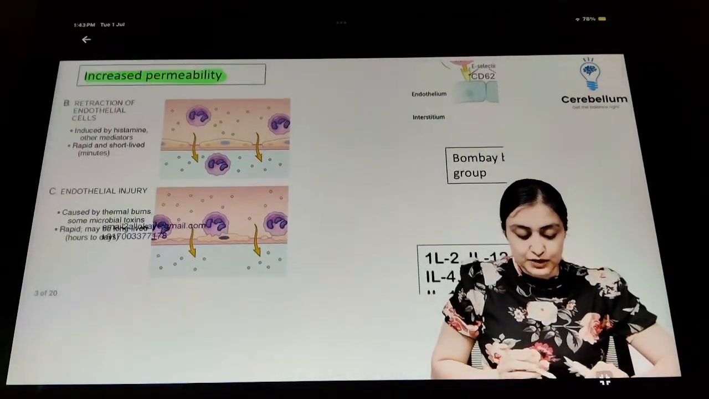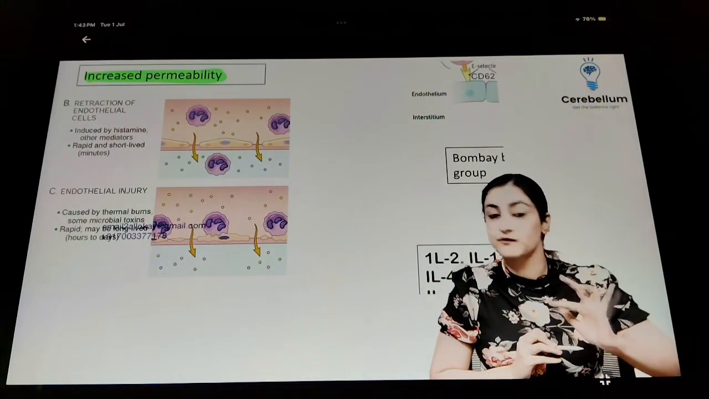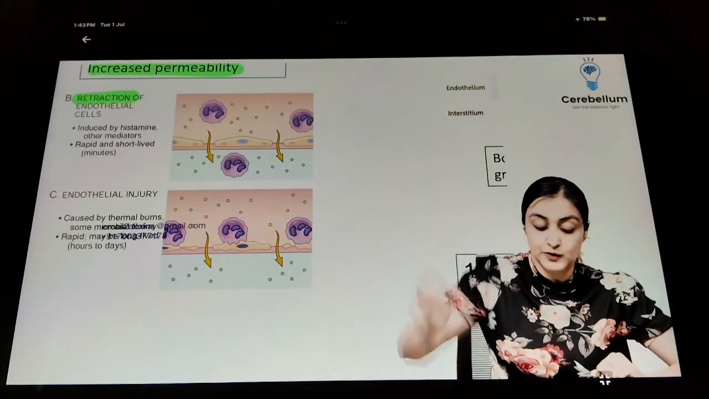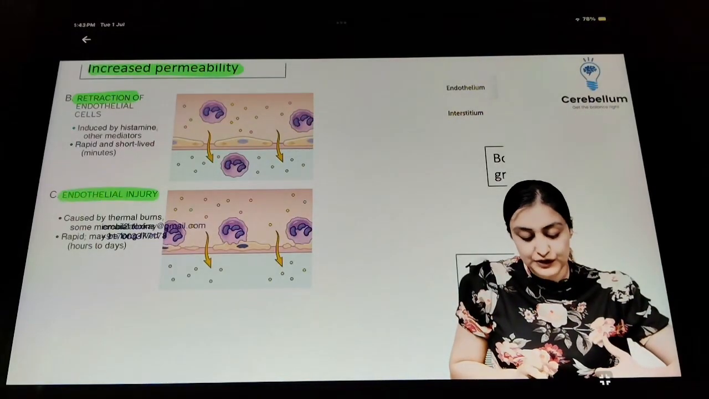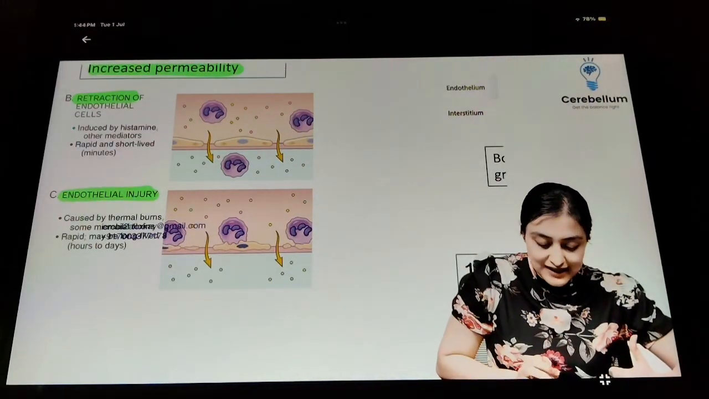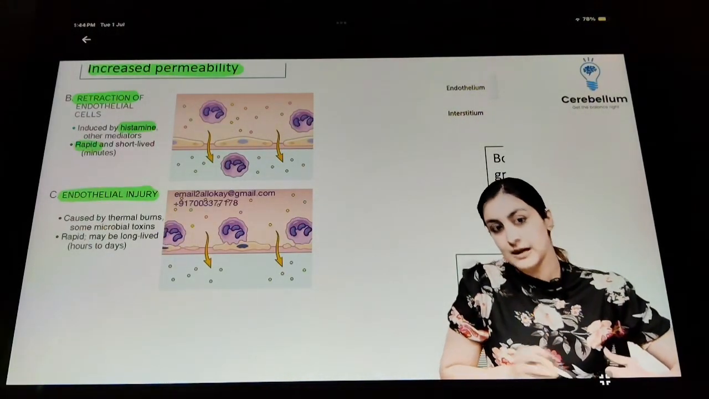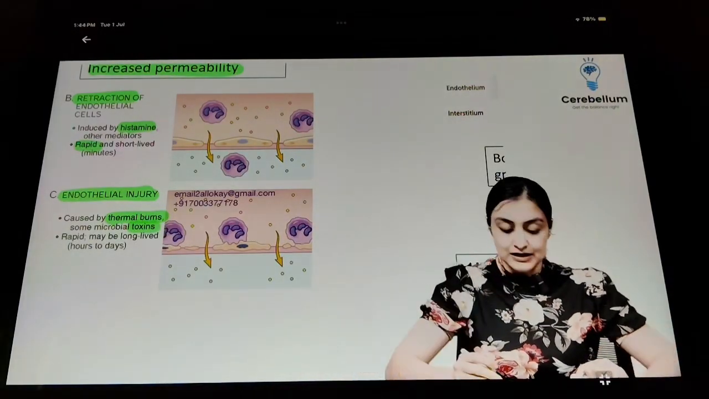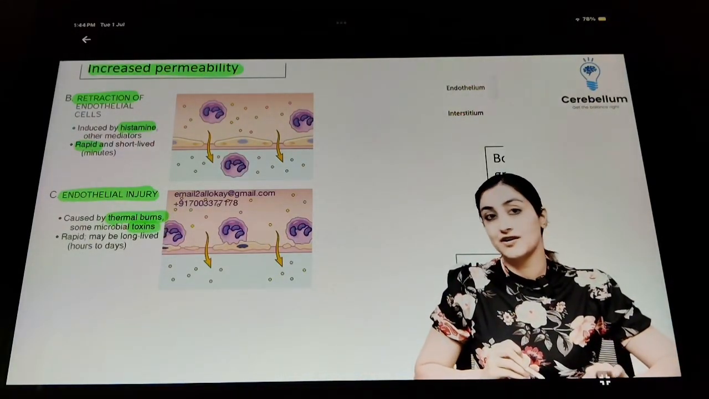This is important. So increased permeability, and this is a very extra edge point. If you answer this correctly, it gives you an edge because it's straight up from Robbins. When you have increased permeability, the mechanism could be either endothelial cells retracting or permanent injury. What are the causes is important. The retraction is induced by histamine, and this is very transient. Whereas endothelial injury is caused by thermal burns, microbial toxins, and this stays. This is pretty simple but can be tested.